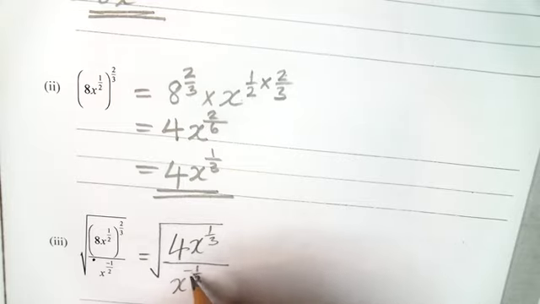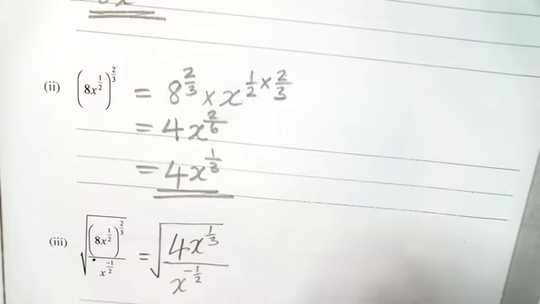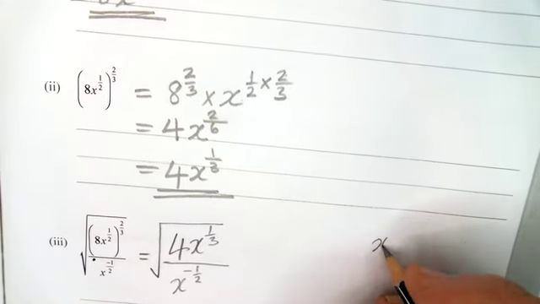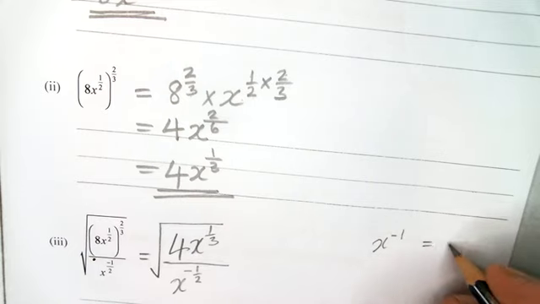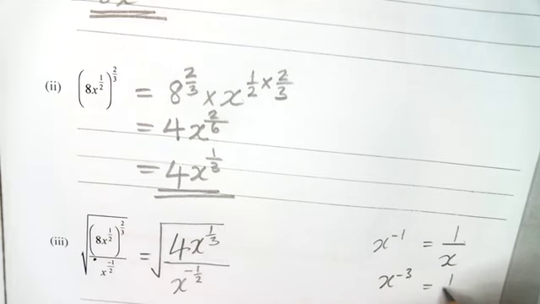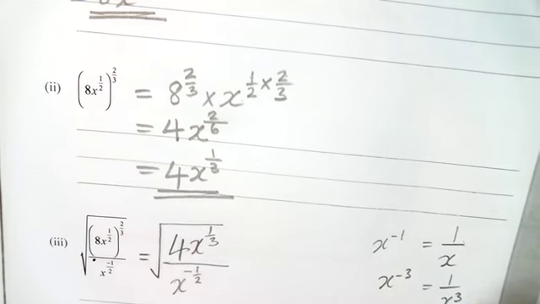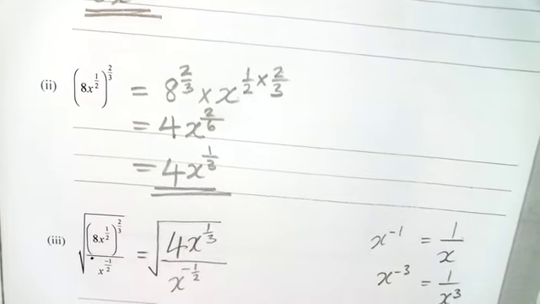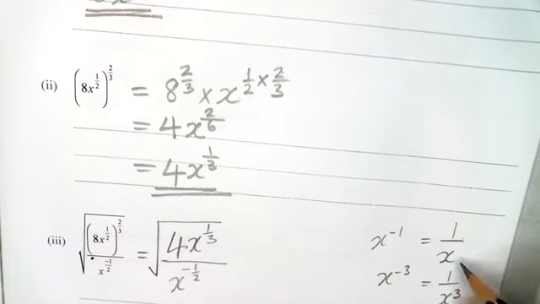Now, it's important to realize the negative bit just means 1 over. So if you had, for example, x to the negative 1, it would mean 1 over x. And x to the negative 3 would equal 1 over x to the 3. So if you've got a negative on the bottom, it means it should now be on the top.